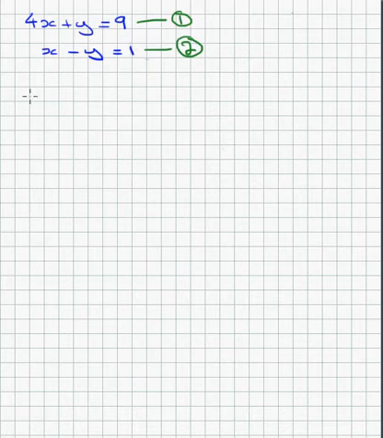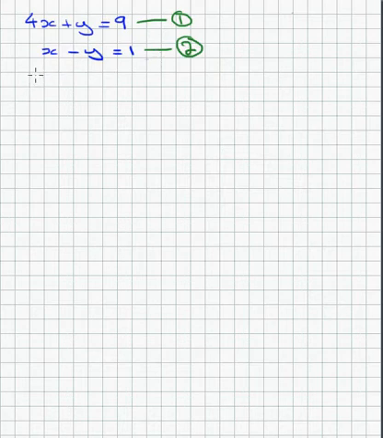Okay, in this video we are looking at how to find the point of intersection of these two lines using what's called algebraic substitution. So we begin with our two line equations. 4x plus y equals 9 is our first equation, and x minus y equals 1 is our second.